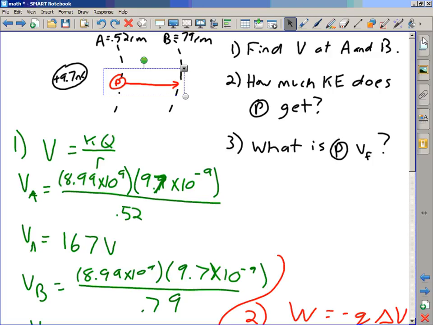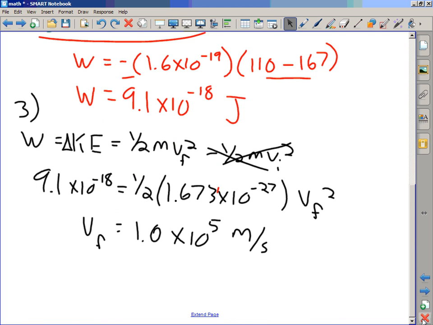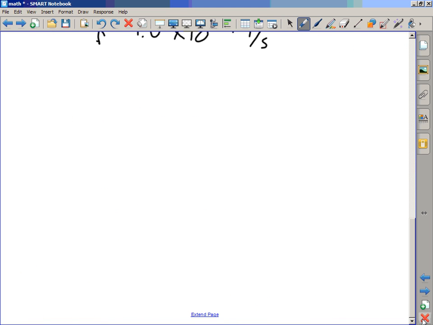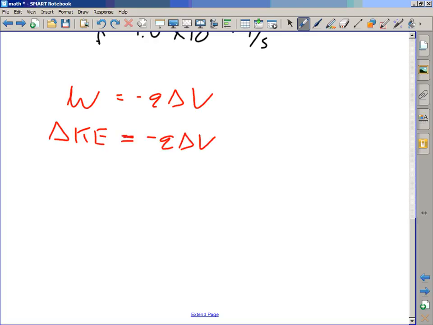Lots of times, if it's all 3 pieces together, I like to combine piece 2 and 3 into this: work equals negative Q delta V, that's change in kinetic energy, equals negative Q delta V. That's my 1/2 m v final squared minus 1/2 m v initial squared equals negative Q delta V, and the initial goes away, and it's those 2 pieces all together. That's the way I like to solve it.